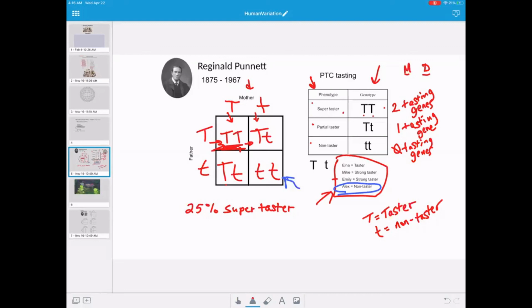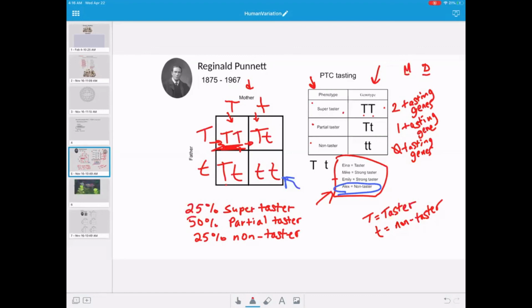Now, to be a partial taster, there's a much better chance. There's a 50% chance to be a partial taster. And to be a non-taster, there's another 25% chance. So now, finally, Alex gets himself on the Punnett Square. And so now this fits a lot better with my family.